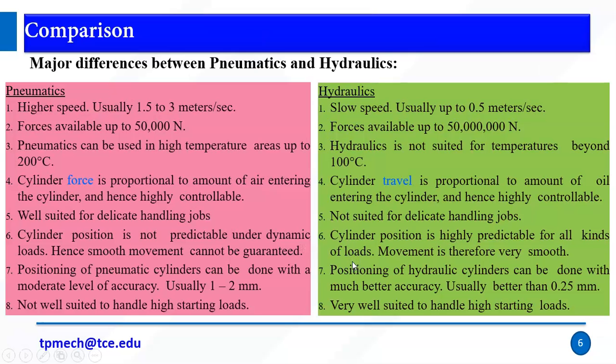So now the comparisons. The first comparison is between pneumatic and hydraulic. The main differences between pneumatics and hydraulics are listed here. Number one, pneumatics can work at higher speed, about 1.5 to 3 meters per second, so it will move 3 meters per second at maximum. But hydraulics is very slow, usually up to 0.5 meters per second. So in terms of speed, pneumatics has the advantage.